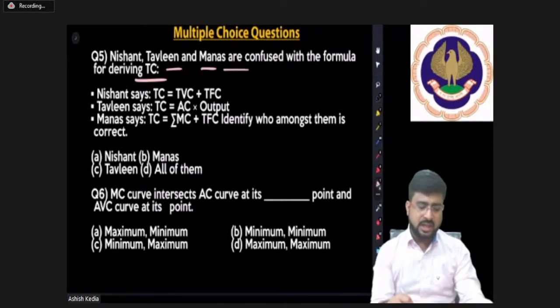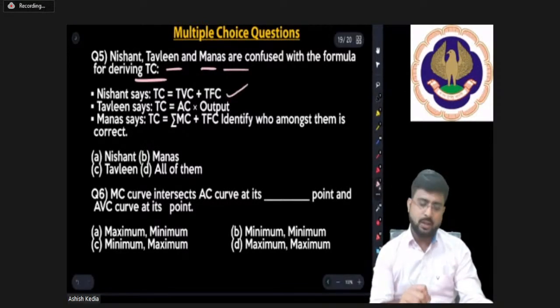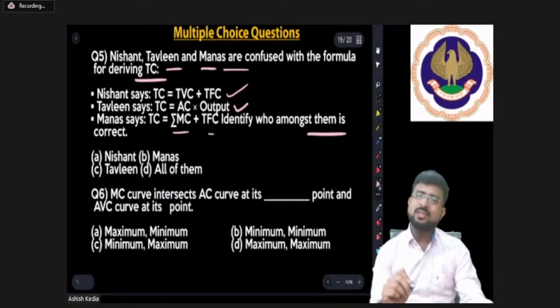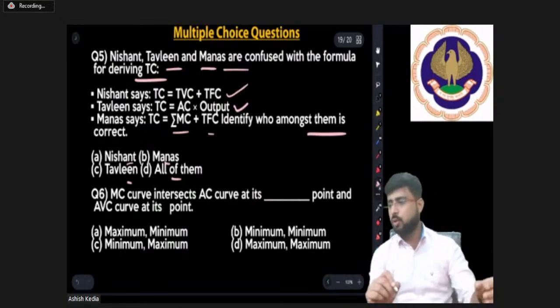Guys, Nishant says TVC plus TFC. Tavleen says AC into output. Manas says sum total of marginal cost plus total fixed cost. Who do you think is correct? Nishant, Manas, Tavleen, or do you think all of them? What do you think?